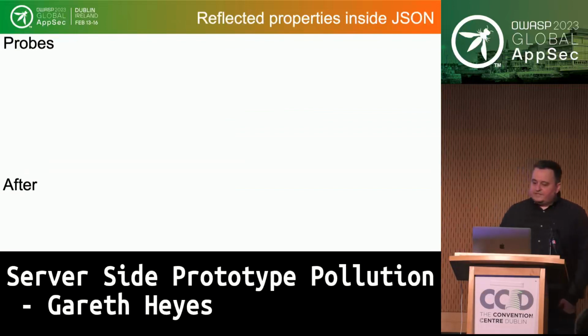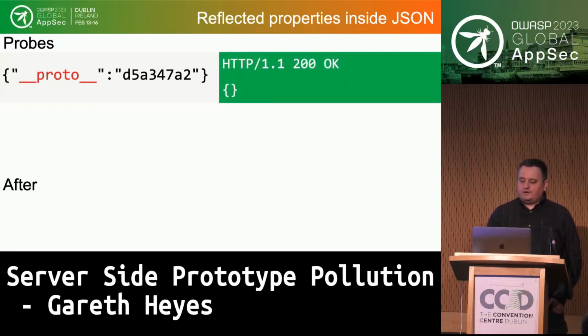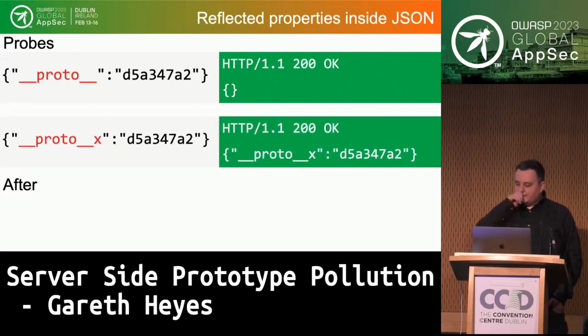So this technique uses a property reflection to determine if prototype pollution is likely. It doesn't prove that prototype pollution has happened, but it proves that it likely could happen. First we send a proto key with a canary in there, and we get a response back. When we send a probe with proto X and that is reflected, that's an indication that proto is behaving differently. And that's interesting for prototype pollution, and the tool will flag that because it's worthy of investigation.